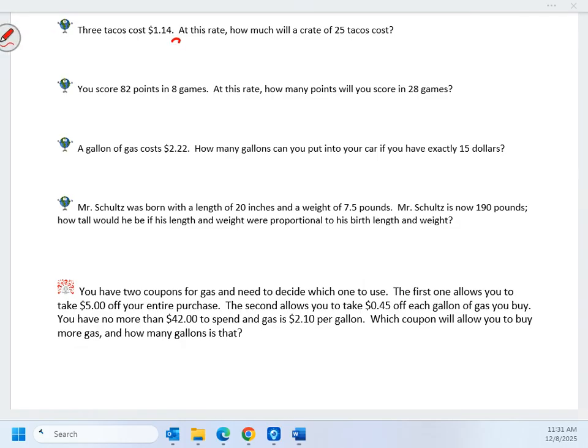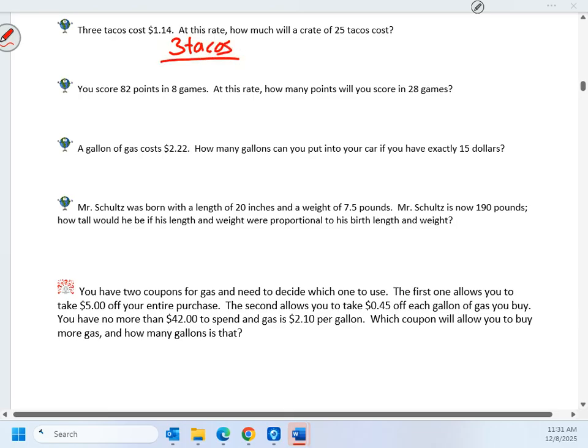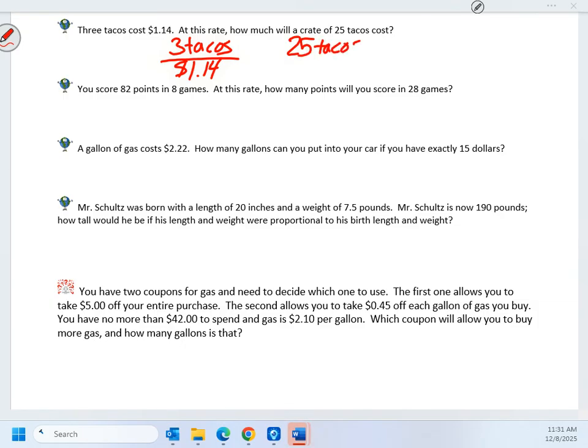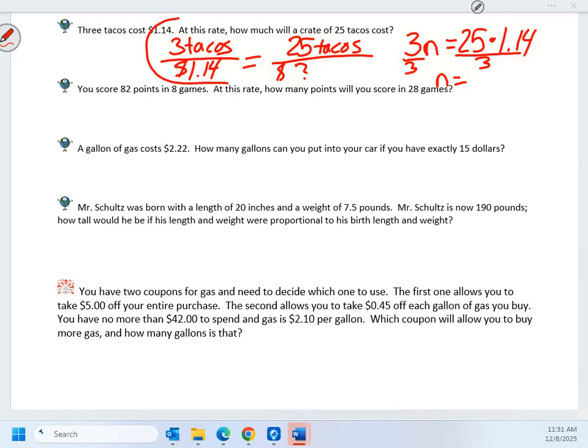So 3 tacos are $1.14. 25 tacos is a question mark for the money. So I should see you doing 3n equals 25 times 1.14, and then solving for n. So I should see you writing it all out. Most importantly, I want to see your proportion that you are using. We need to get in the habit of writing out those proportions so we can do that cross products.